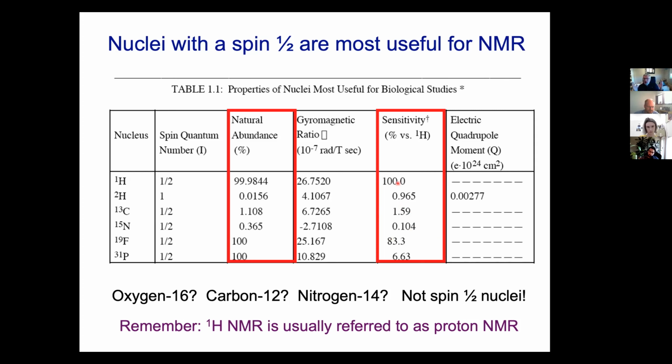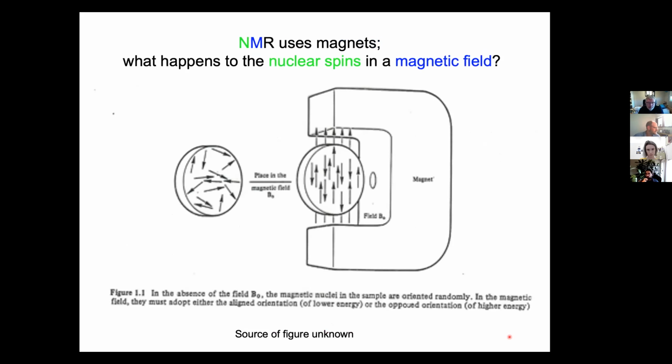Protons in the NMR world are king. They are the best nucleus, they're always there, they're 100% naturally abundant, and they have the highest sensitivity of detection compared to any other nucleus. So 1H NMR officially is, of course, hydrogen NMR, but we always call it proton NMR. All right. And then what you do, you just put them in a magnet, these nuclear spins.